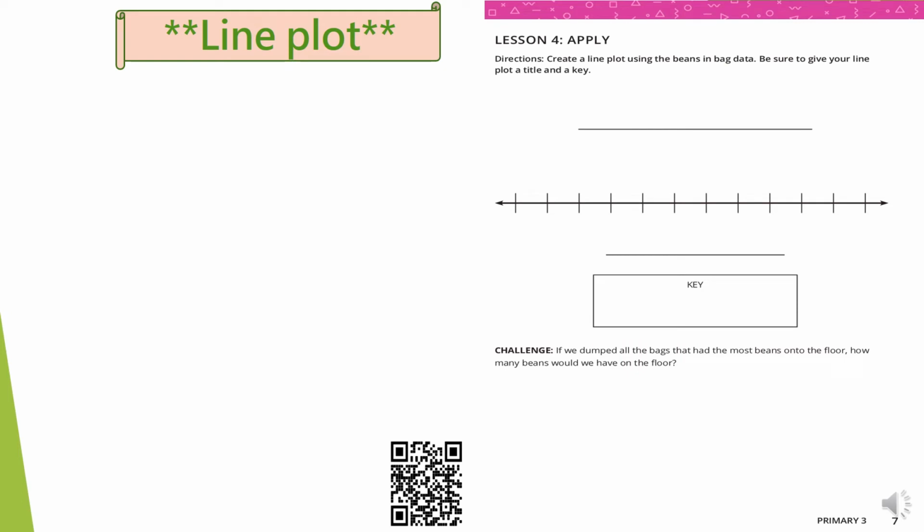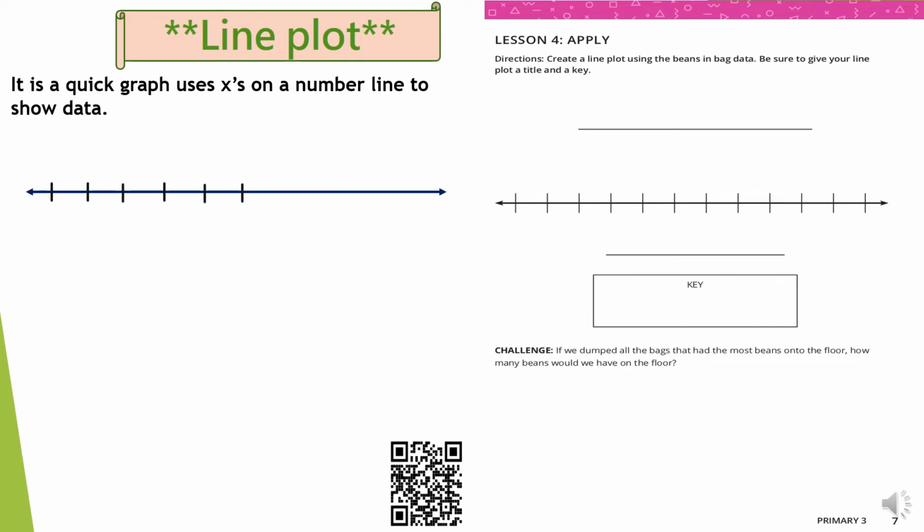Let's move to our line plot. It's the third strategy using a graph. It's a quick graph that uses x's on a number line. From its name, line plot, we use a number line to show data. Here is our number line, and on these dashes we will write our numbers. Don't forget, we can start at any number. We can start from 0, from 5, from 12, from 20. Never mind, you can start at any value.